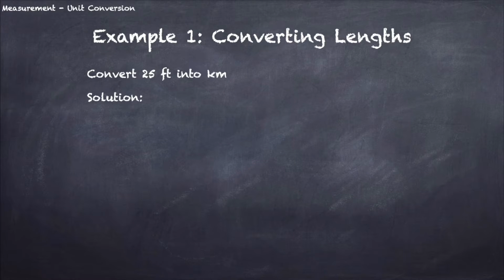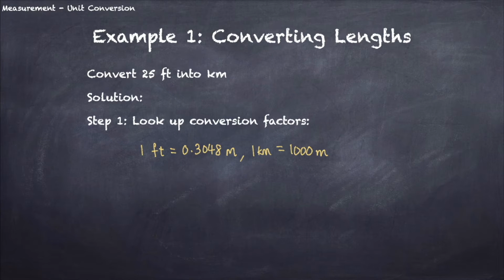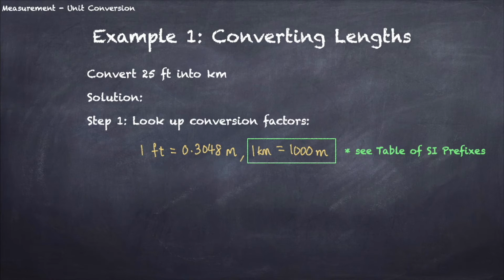First step, look up the conversion factors. 1 foot is equal to 0.3048 meter. This allows us to convert from feet to meter. But we need kilometer in the end, so we need a relationship between meter and kilometer. If we refer to the table of prefixes, we see that 1 kilometer is equal to 1,000 meters.